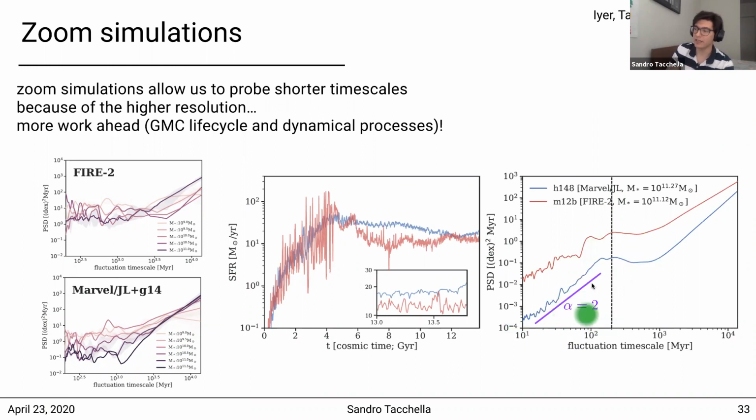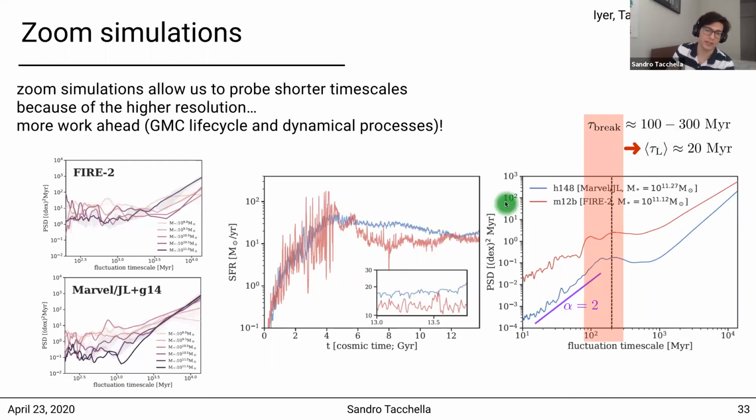And it's quite interesting that the slope here is roughly 2, and the break happens roughly at 100 to 300 million years. I don't want to go into the details because I think there's a lot of work ahead of us to understand the features in the power spectrum in these simulations in much more detail. But the key feature here seems to be that there is an additional break, and it seems to be of the order of 100 to 300 million years.